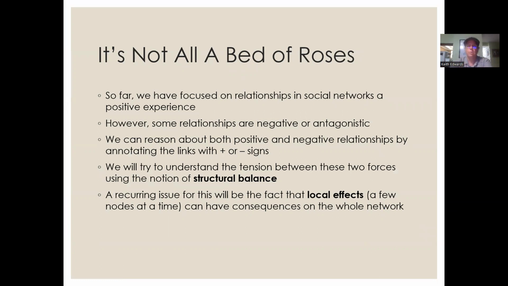So what we can do with our social networks is we can reason about both these positive and negative relationships by annotating our links with positive or negative signs. And then we'll try to understand the tension between these two forces using a notion called structural balance. And a recurring issue in this will be the fact that local effects, basically looking at a few nodes at a time, can have consequences for the entire network.